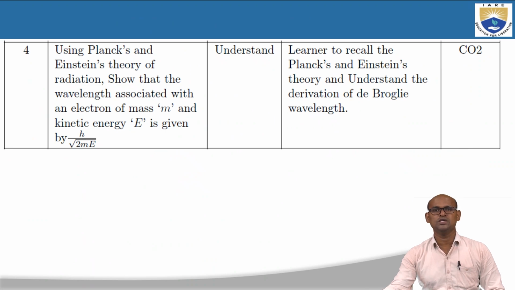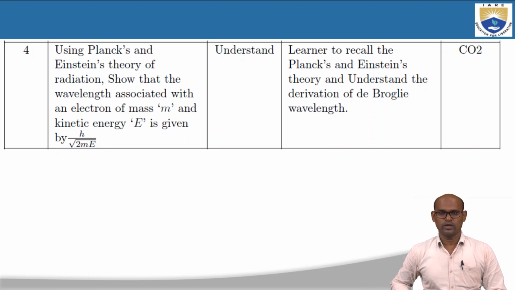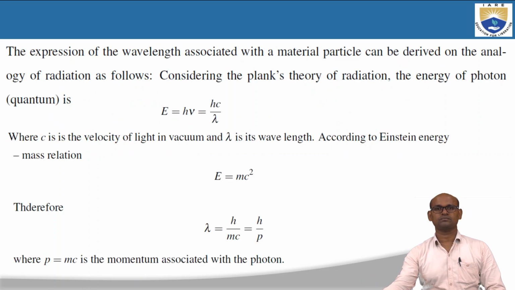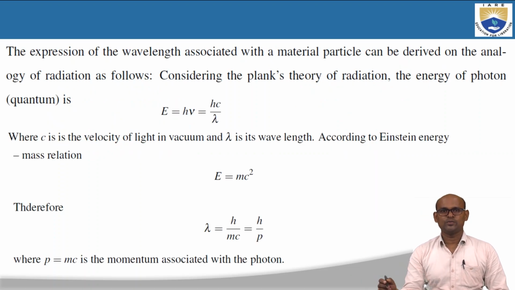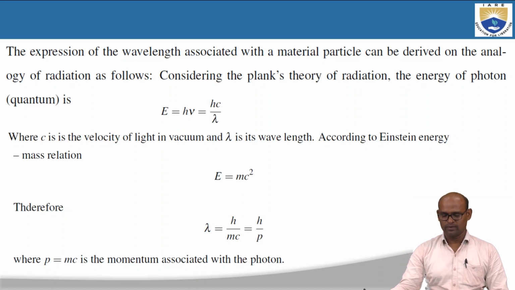The fourth question: using Planck's and Einstein's theory of radiation, show that the wavelength associated with an electron of mass m and kinetic energy E is given by h by square root of 2mE. Okay, we are going to use Planck's and Einstein's theory to prove this, lambda is equal to h by square root of 2mE. The expression of wavelength associated with a material particle can be derived on the analogy of radiation as follows.